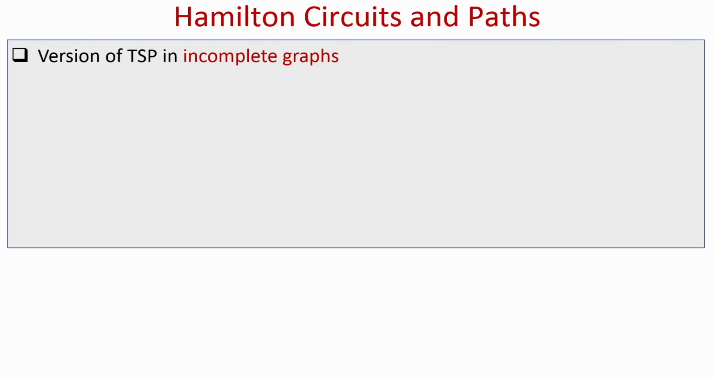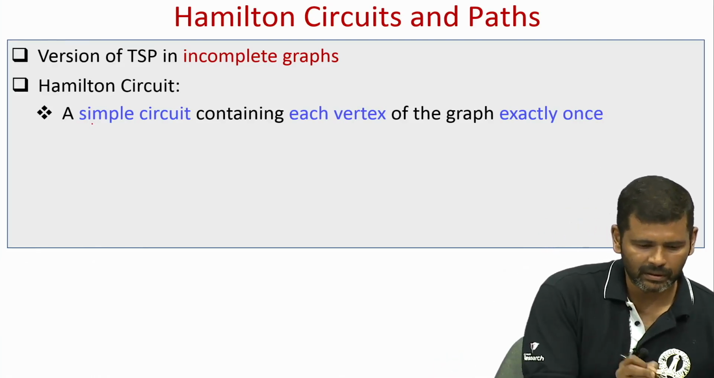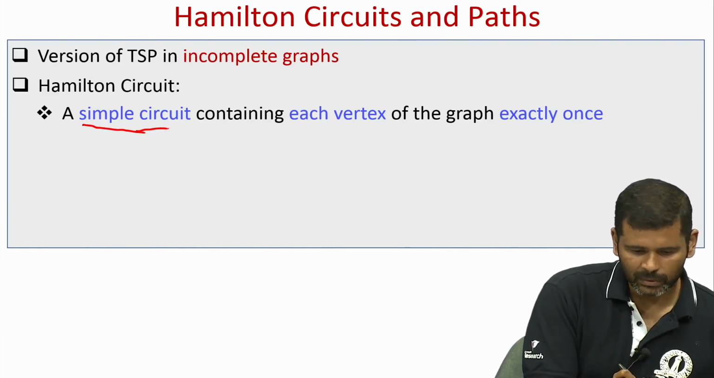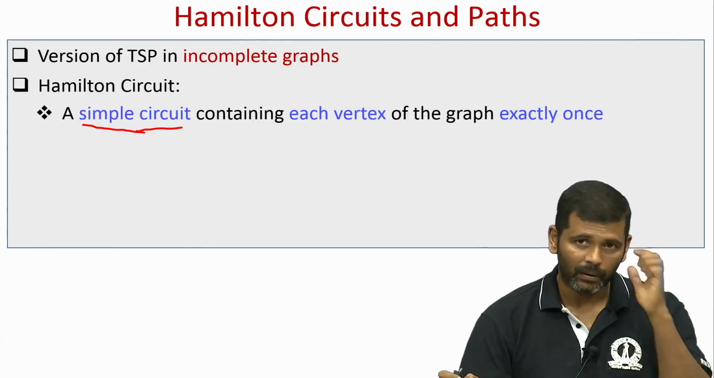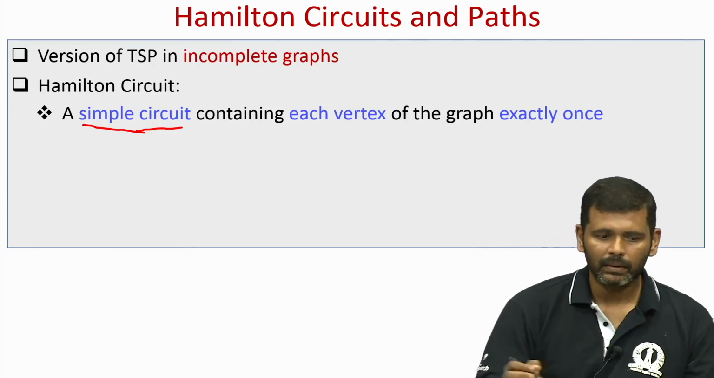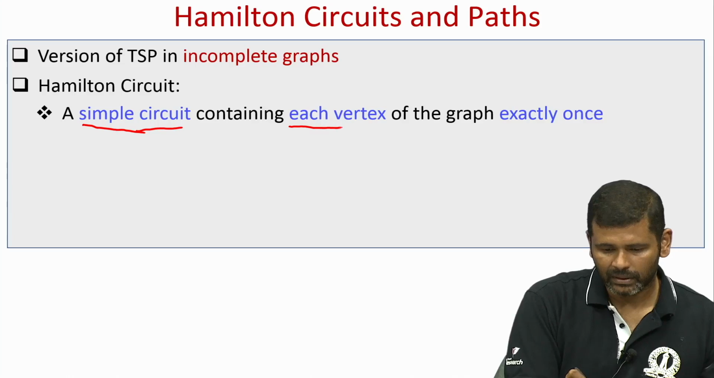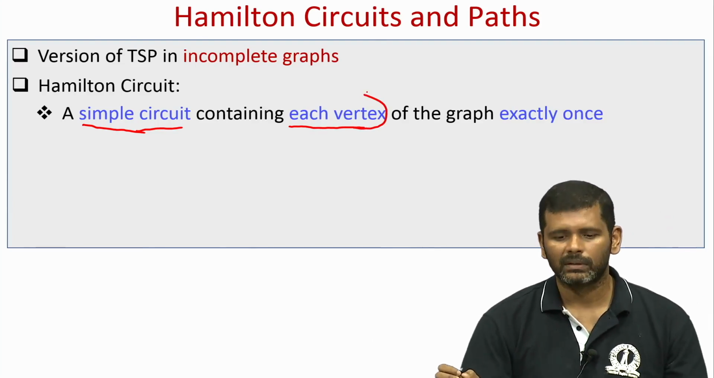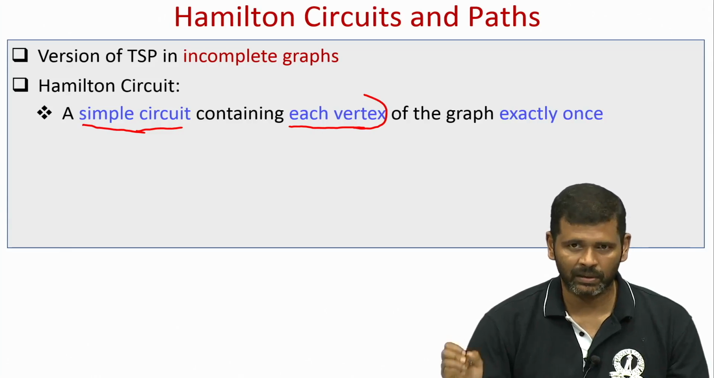So, what are Hamiltonian circuits and Hamiltonian paths? On a very high level, it is a version of the travelling salesman problem in incomplete graphs. Specifically, a Hamiltonian circuit is a simple circuit. What do we mean by a simple circuit? It is a tour which starts and ends at the same vertex and all the edges are distinct. But it is a special type of simple circuit in the sense that vertices are not allowed to be repeated and every vertex of the graph occurs exactly once. That means no vertex of your graph is missed, it will appear definitely.